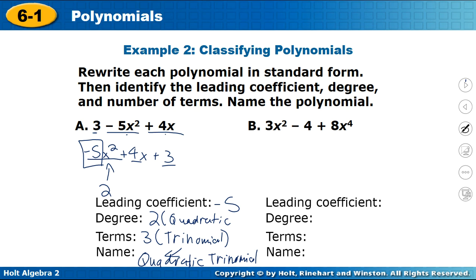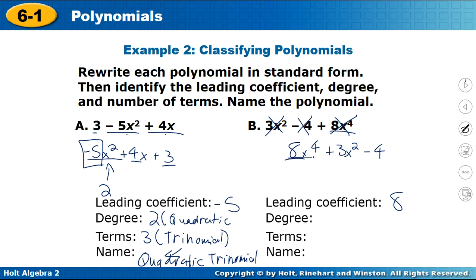All right. So B, let's write this from the biggest degree term to the smallest degree term. The biggest degree term is 8x to the fourth. The next biggest degree term is 3x squared. And then the smallest degree term, or the last one, is this minus 4. So there it is. The leading coefficient is 8, because 8's the coefficient at the very front. It's not 8x to the fourth, by the way. The coefficient is just the number. Okay, so it's just an 8.